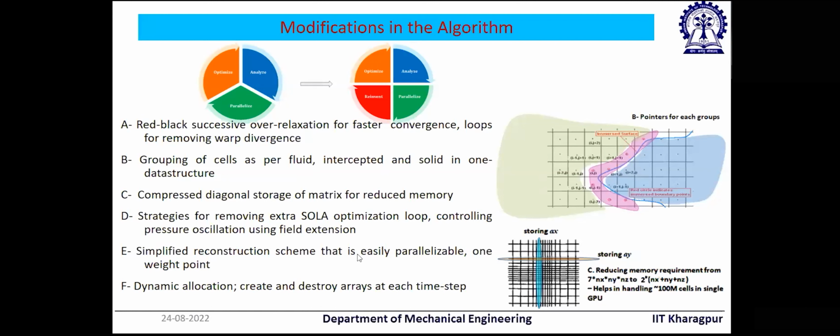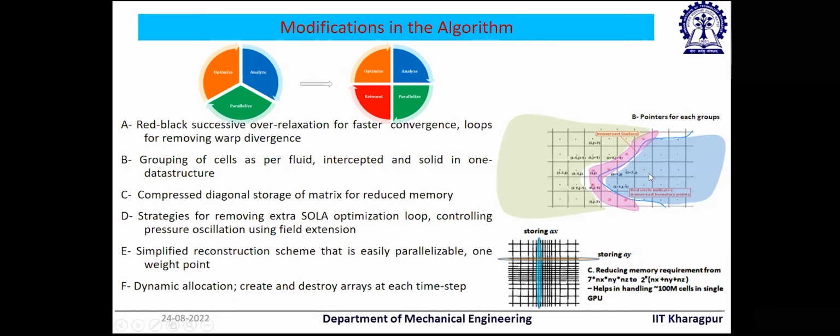So instead of directly going to parallelize, we tried to reinvent some of the points here and make some algorithmic modifications. Instead of Jacobi, we thought of a red-black successive over-relaxation solver, which gives faster convergence and uses some of the properties of an implicit solver, and we have made certain looping changes to remove warp divergence there.